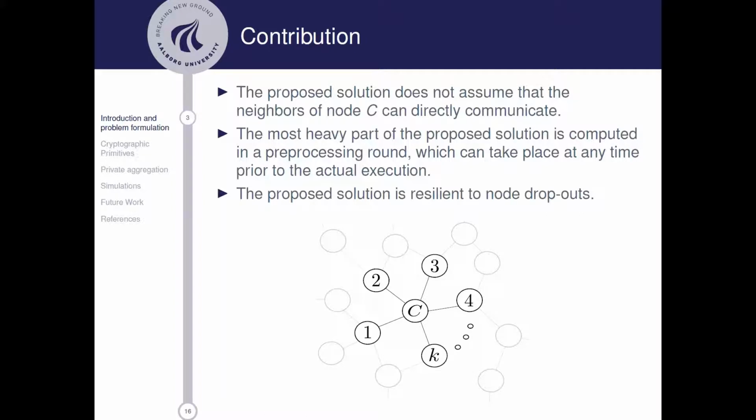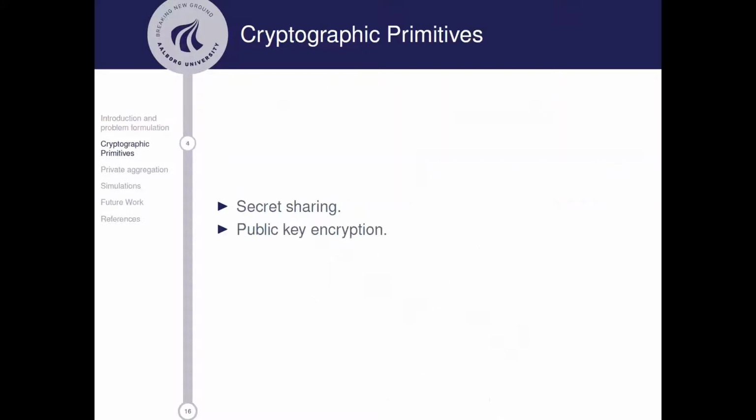Also, our proposed solution is resilient to node dropouts. That means if one of the neighbors drops out after the preprocessing phase, then the remaining nodes don't need to compute the preprocessing phase over again. For this, we need a few cryptographic primitives. One is secret sharing and the other is public key encryption. And here I will just give a brief introduction to both of them.